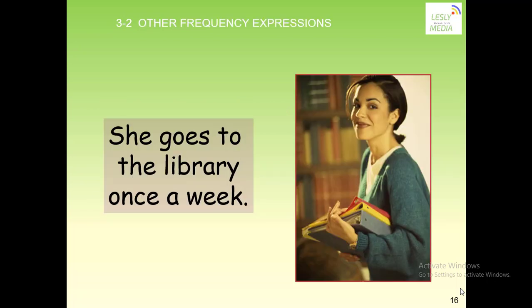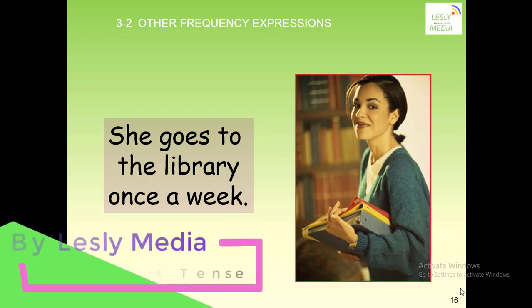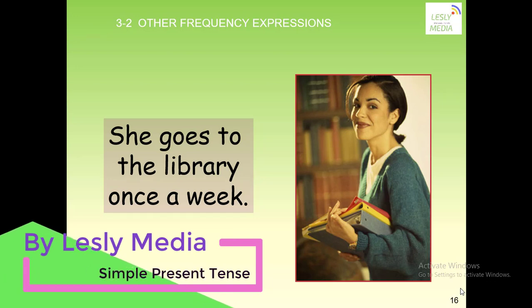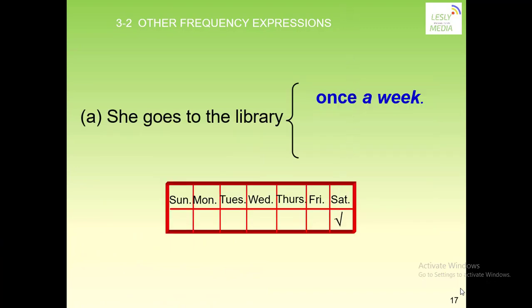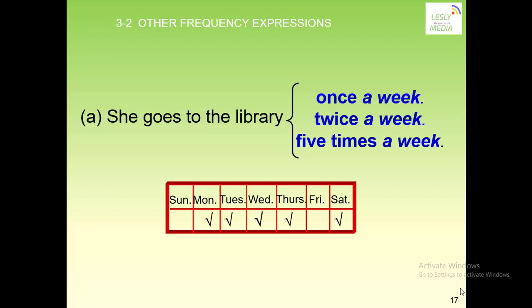We continue. This is another frequency expression. She goes to the library once a week. When does it happen? Once a week. There is a habit there, so you must use simple present tense if you're talking about a habit. And why does the verb end with es? Because again the subject is she. You can use once a week if it's once a week. You can also use twice a week or 5 times a week. It's up to you.